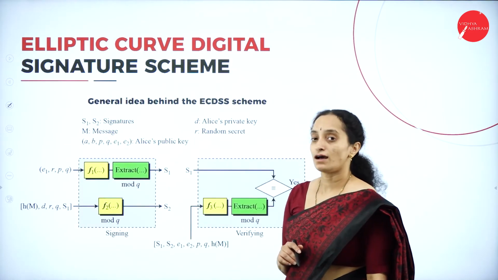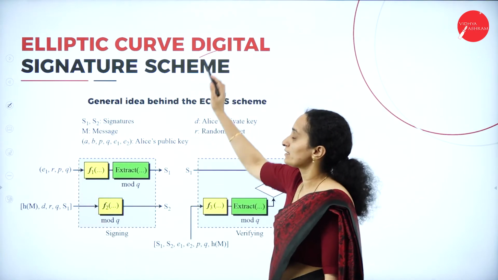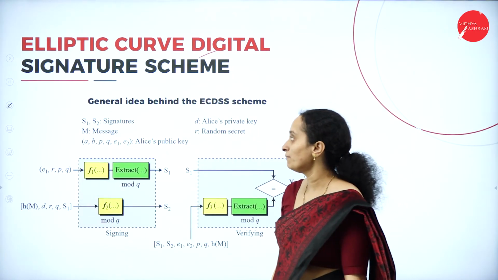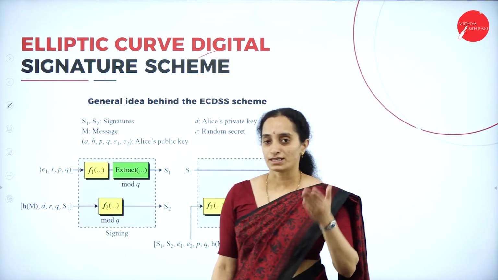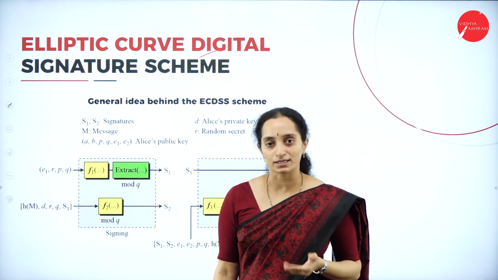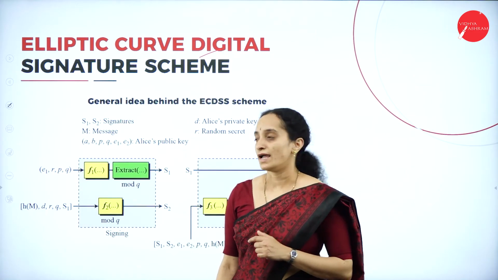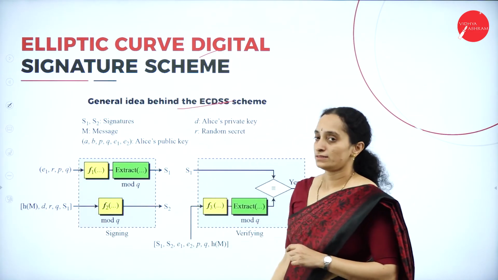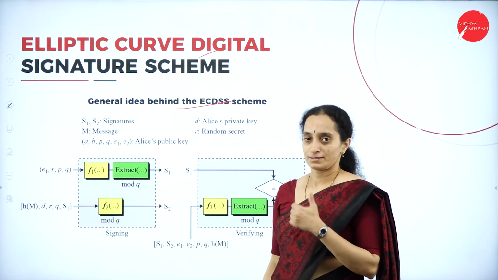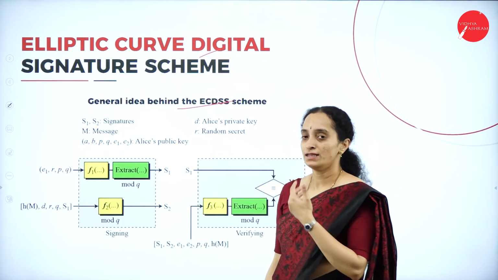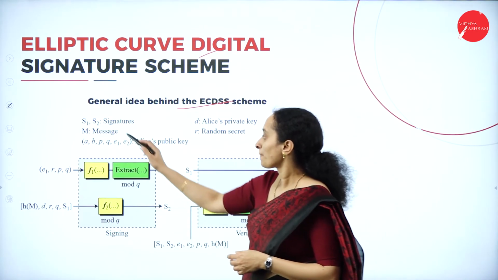Next, let's learn about the elliptic curve digital signature scheme. In this, the concept is the same as elliptic curve cryptography. We take the cubic equation, calculate the elliptic curve values, and get a set of values to be used as ciphertext. Here, it will be the digital signature.